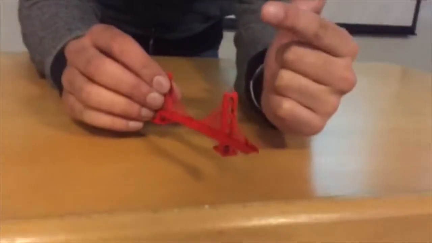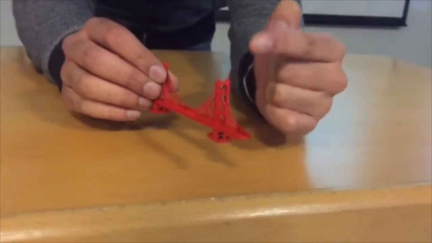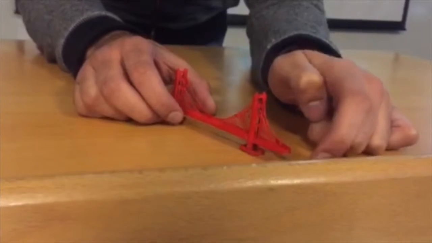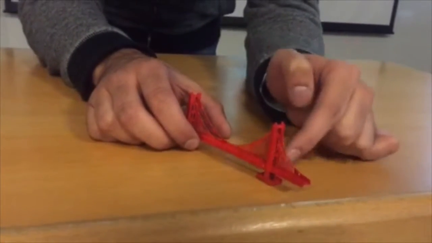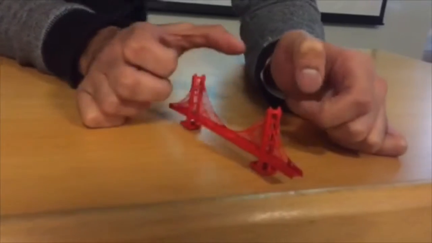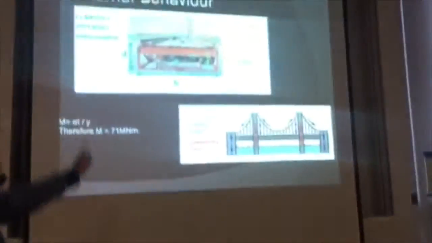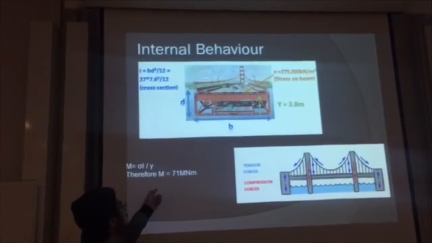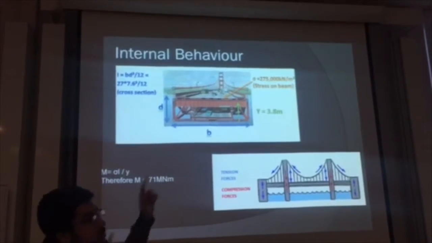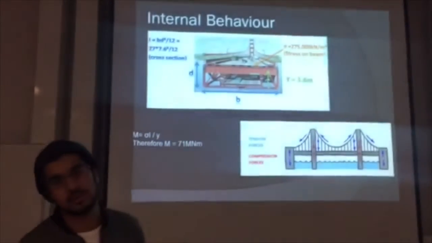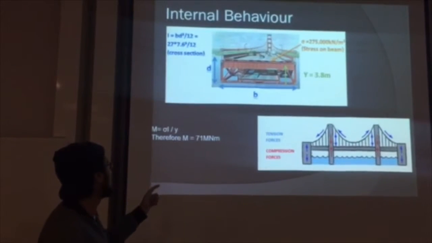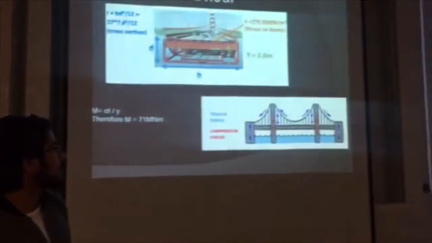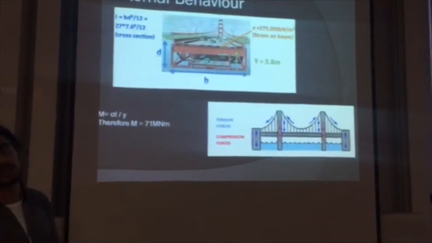Imagine you take a cross-section through the bridge, a cut through the bridge. This will reveal the cross-section, where B is along the bottom and D is along the side of the column. That is how we calculate I, which is BD cubed over 12. We need I to calculate the maximum bending moment, which is the maximum stress, 275,000 kilonewtons per meter squared, multiplied by I divided by Y. And the answer is 71 meganewtons per meter. So that is the bending moment on the bridge we calculated.